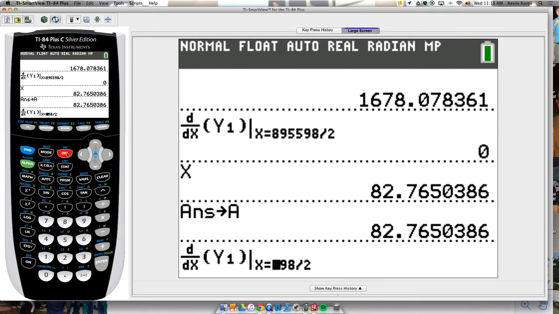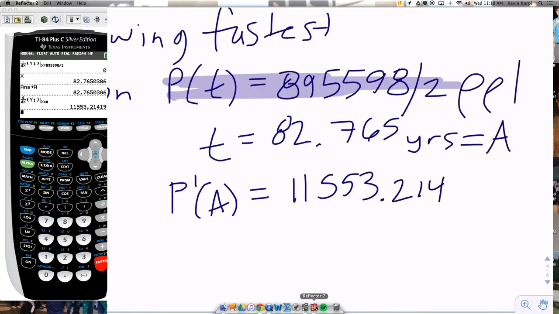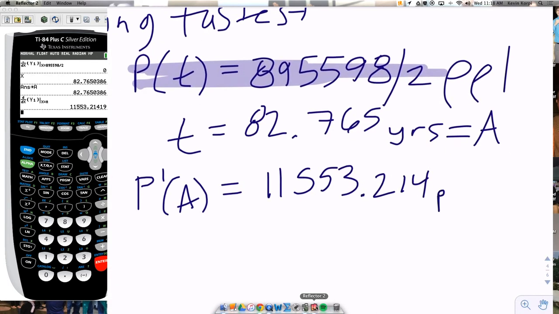Let me delete all that. Alpha A. And that number makes a little bit more sense. 11,553.214. And what would the units be? People per year.